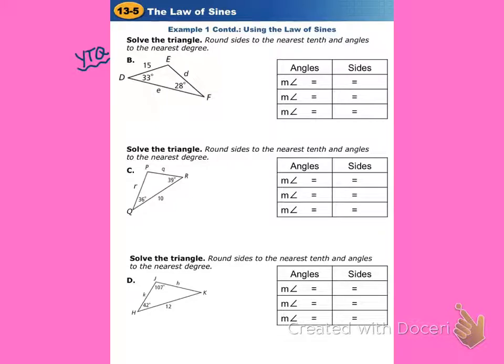Okay, so we're going to leave B for you to do as a you try question. So I'm going to have you pause the video and try this one. And just remember that when you're writing the ratios, you're matching up these angle side pairs. So your side E would go with angle E right here.